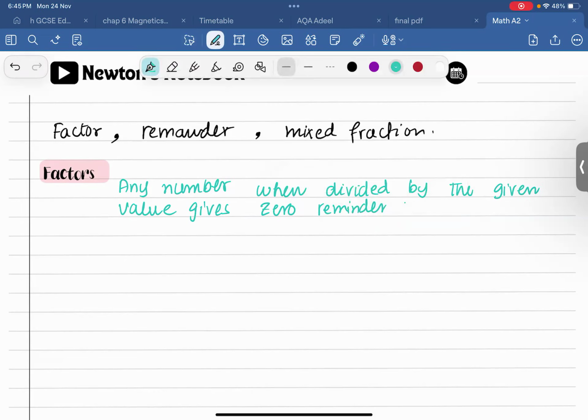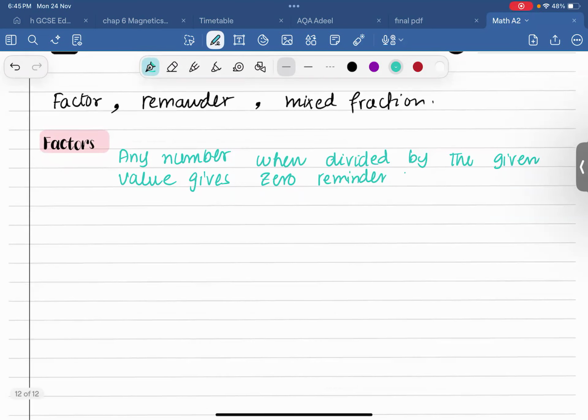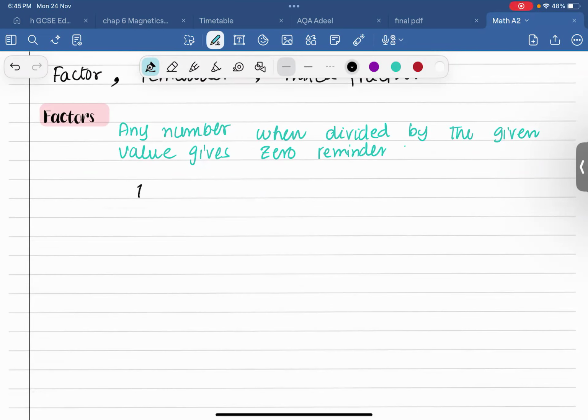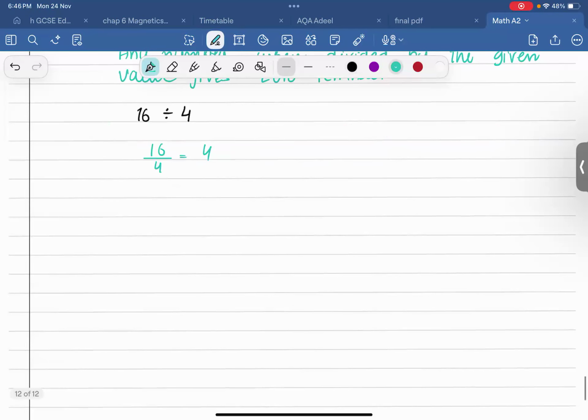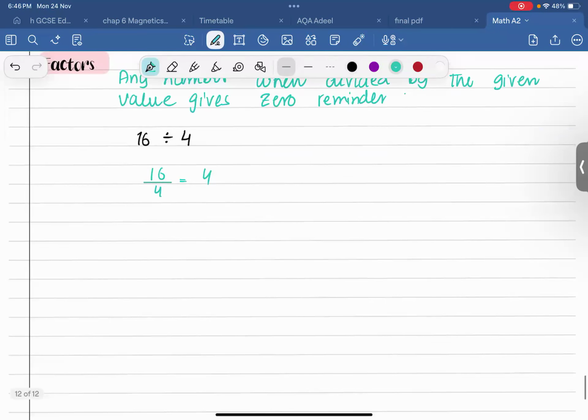Now if we consider two examples, let's say the first one is 16 divided by 4. So 16 is going to be the dividend and 4 is the divisor. When you do 16 divided by 4, you will get 4 as your quotient, but your remainder is 0, right? So over here, 16 is completely divisible by 4, so the remainder is 0. So 4 is the factor of 16, right? Clear? This is one concept.